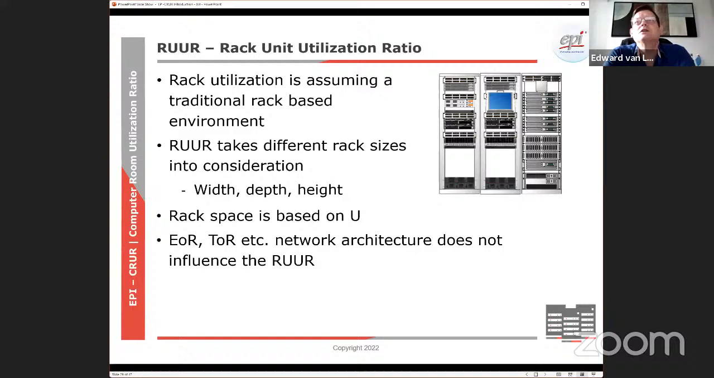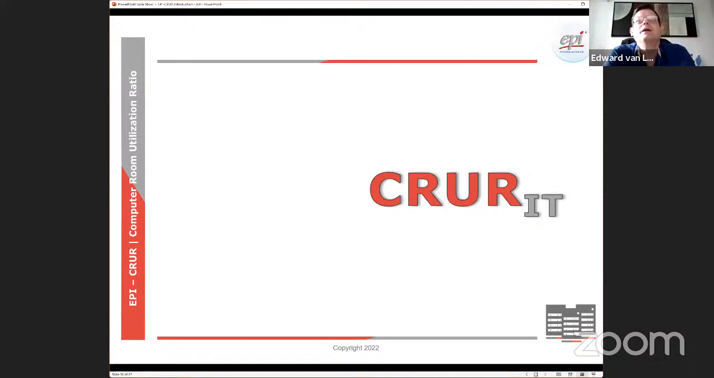So in this case, we assume that the RUUR, similar to the other metrics within the computer room utilization ratio, can also help you with capacity planning, because if you know that your RUUR is far away from 1, that means you have still plenty of U capacity available in your computer room. So that is roughly what we discussed around the facility ratio for CRUR.